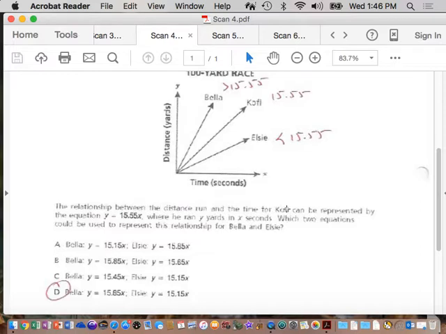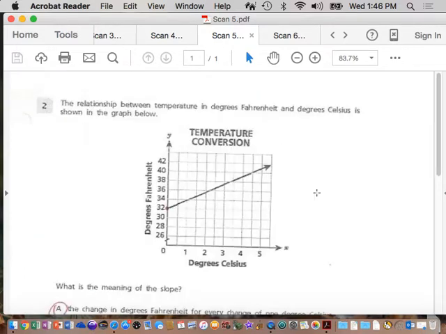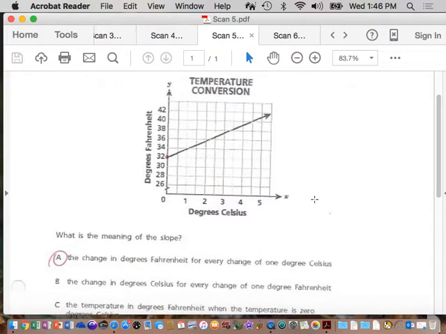Any problems? Okay. I know we did this exact question the other day, so I think you should be pretty good with it. Temperature conversion, this means that the change in Fahrenheit, the change in Y, the Y here, it says Fahrenheit. You're going up Fahrenheit over Celsius. So the change in degrees Fahrenheit for every change in degrees Celsius. That's what you get when you figure out what the slope is. Okay?